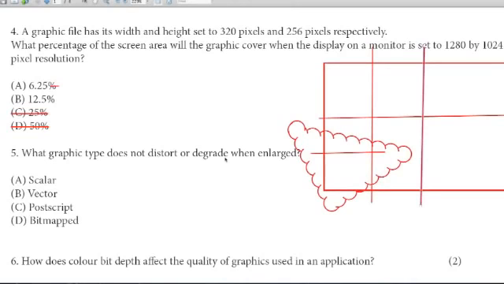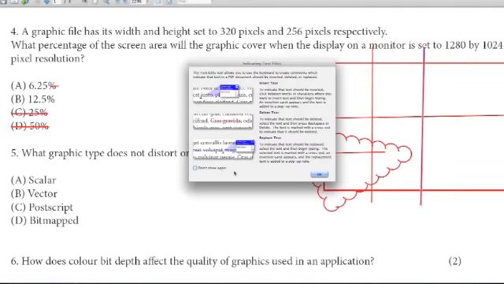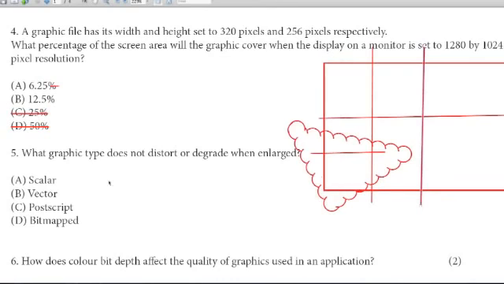Graphic type does not distort or degrade when enlarged. So if we look at our options here, we've got scalar. Well, a scalable vector graphic doesn't distort or degrade when enlarged, but scalar isn't really part of the syllabus. Vector is a very, very good answer. PostScript and bitmapped are not. So probably between these two, scalar and vector, but scalar definitely is not part of the syllabus, and vector is. So when we look at here, vector is the terminology that looks at graphic types.